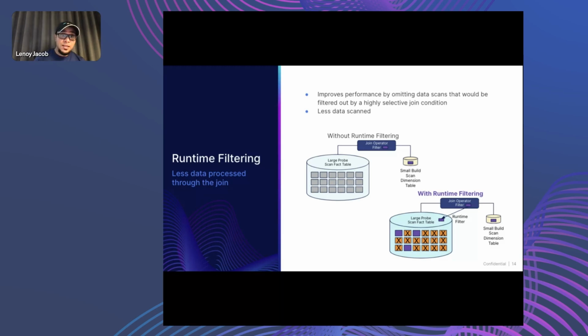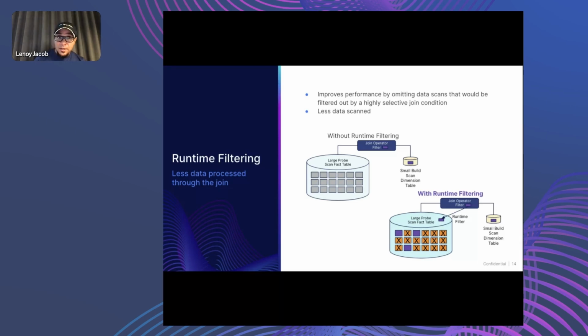Without runtime filtering, Dremio will need to read the contents of the entire fact table, as well as the entire contents of the dimension table. It will try to perform the join in memory, and then it will filter out the records that did not match the filter criteria. The bottom diagram tries to depict what will happen if we do have runtime filter enabled.